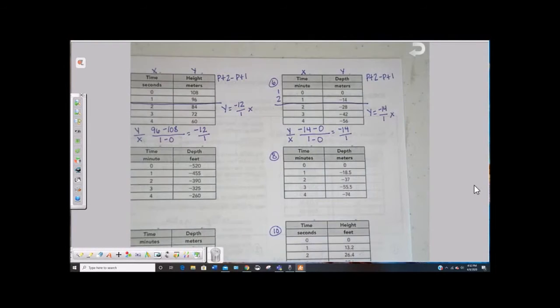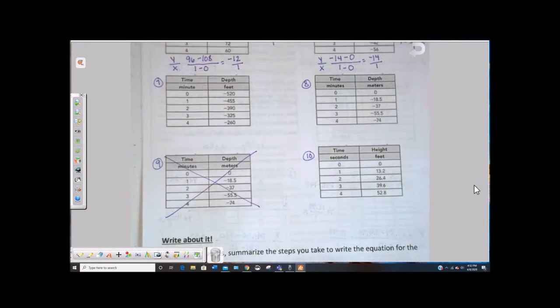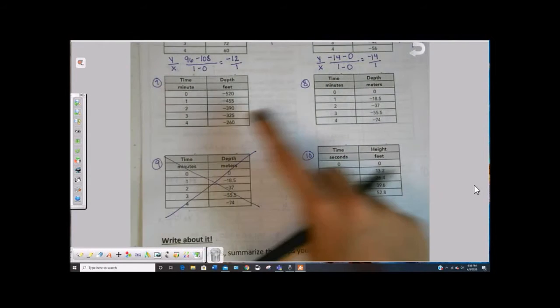So your job is, I want you to try and do 7, 8, and 10 on your own. 9 is exactly as 8, so we're actually going to cross that one out. So you just need to focus on 7, 8, and 10.